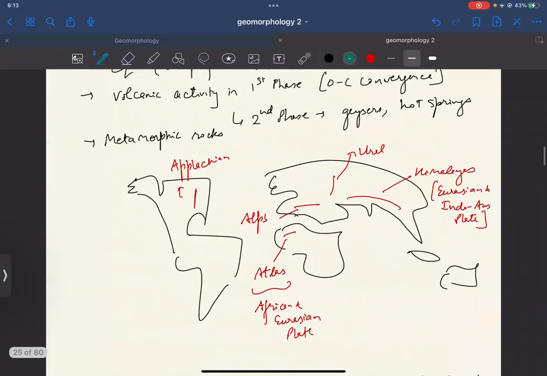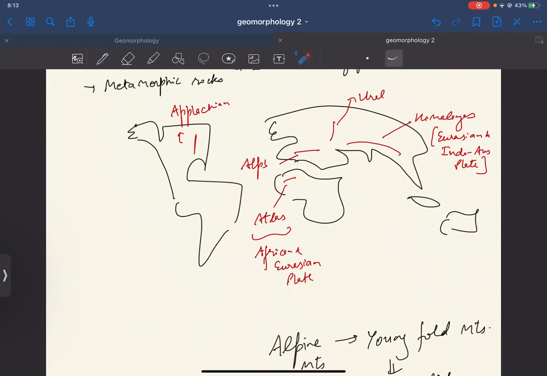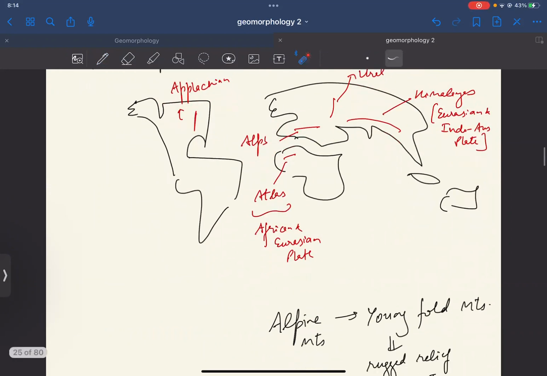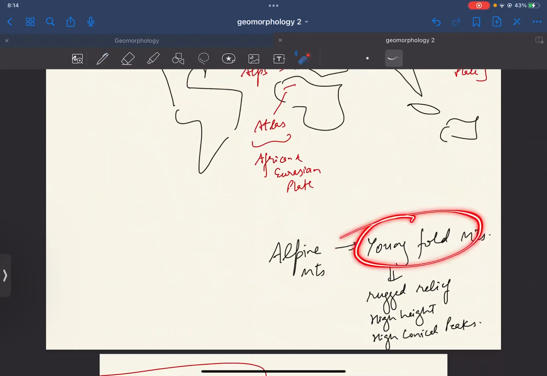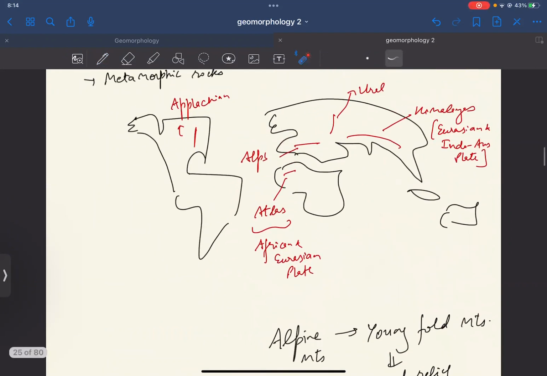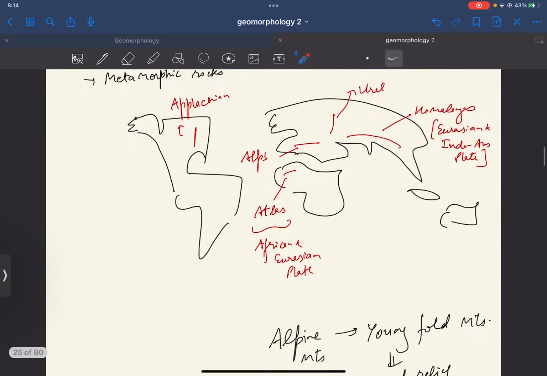So through this, what have been formed? Himalayas, Ural Mountains in the past, Alps in Europe, Atlas formed due to African Eurasian plate. Same with the Alps. Appalachian Mountains have been formed in the past, right? Sometimes the term Alpine Mountains is used. Alpine Mountains means young fold mountains, which have been formed presently. Which are the Alpine Mountains: Atlas Mountains, Alps Mountains, Himalayas, and also in case of young fold mountains, we also include Rockies and Andes.